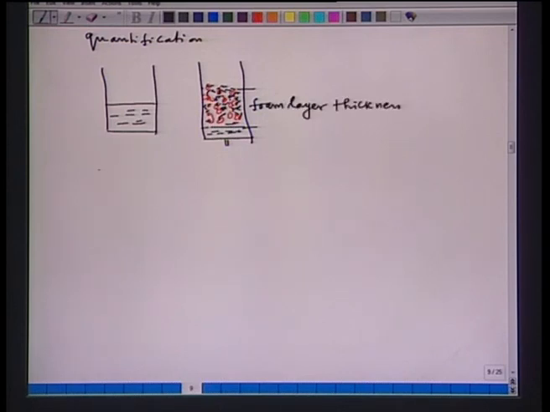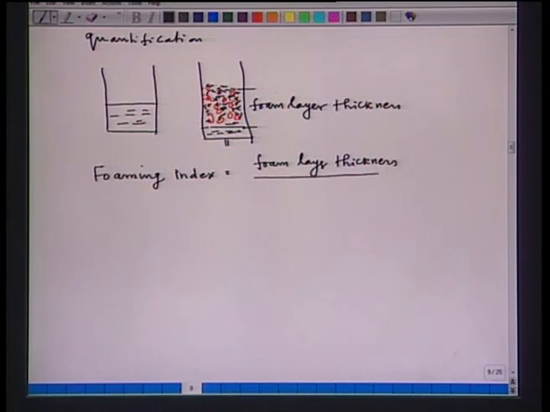So, now we can define the foaming index. For example, foaming index is equal to foam layer thickness upon average gas velocity. If the thickness is in meters and the velocity is in meters per second, then the foaming index comes in seconds.